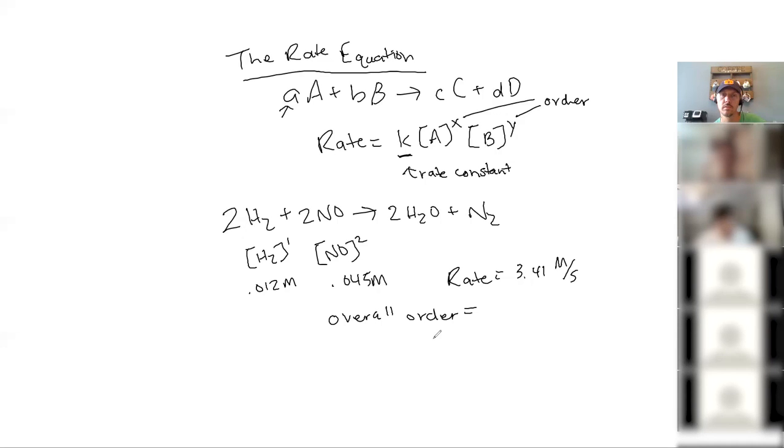You just add the order of both of them together? Yeah, you just add the order of each of the reactants together. So the H2 was first order, and the NO was second order. So it's just 1 + 2 = 3, right? Super simple for the overall order.